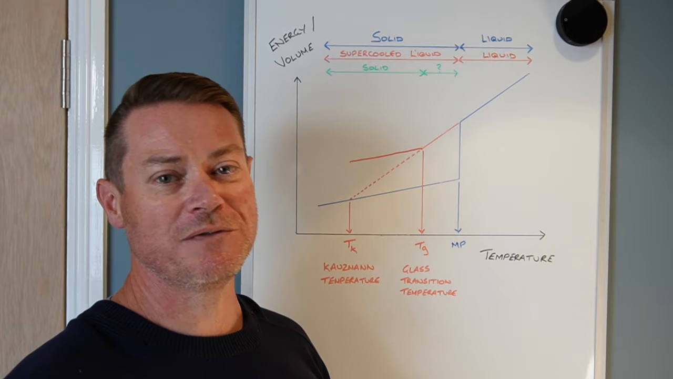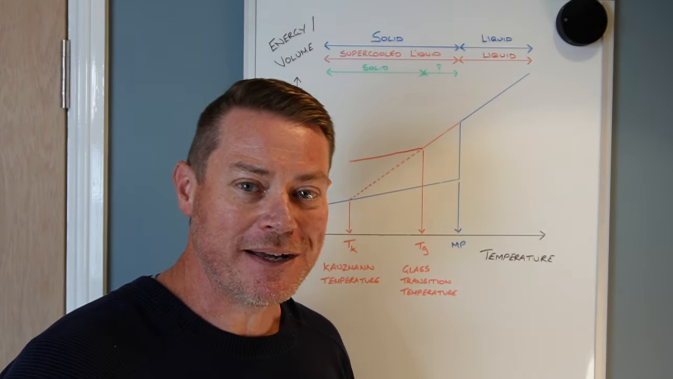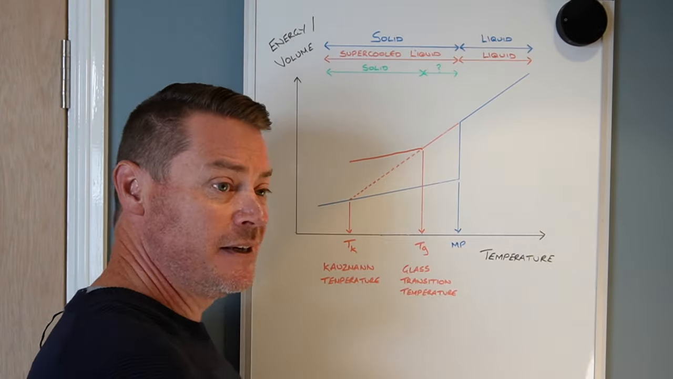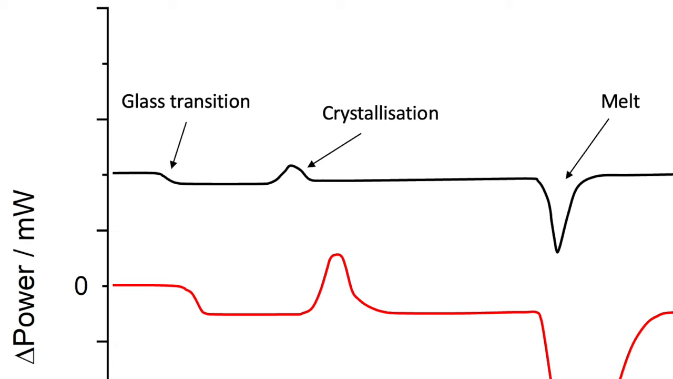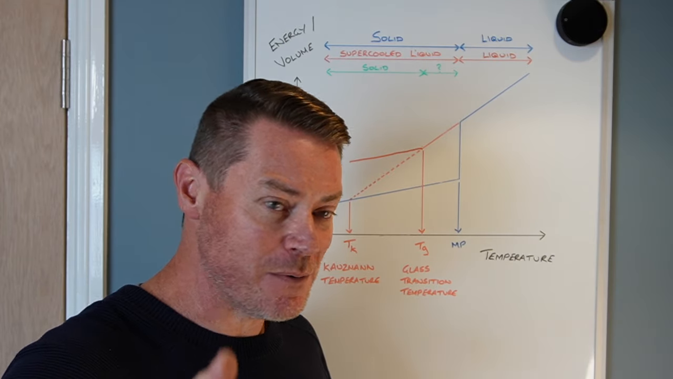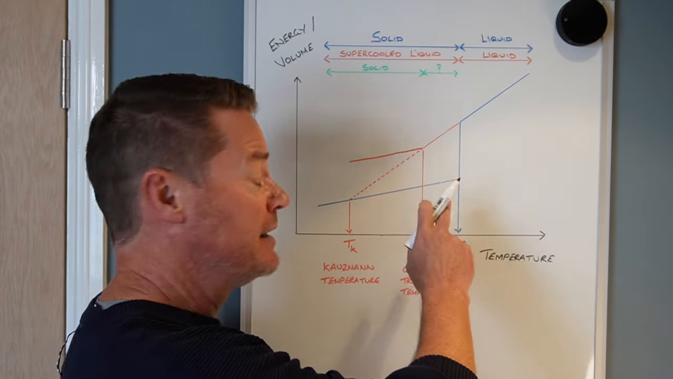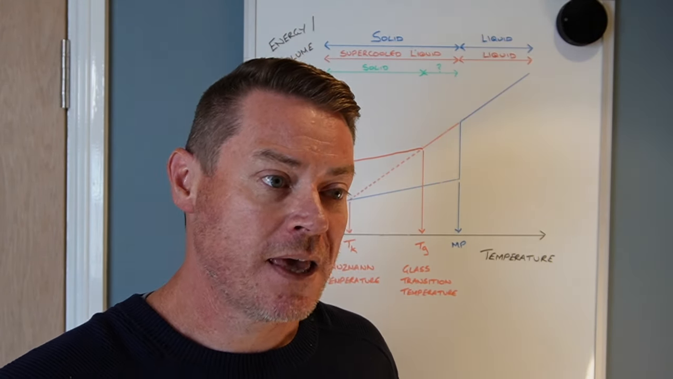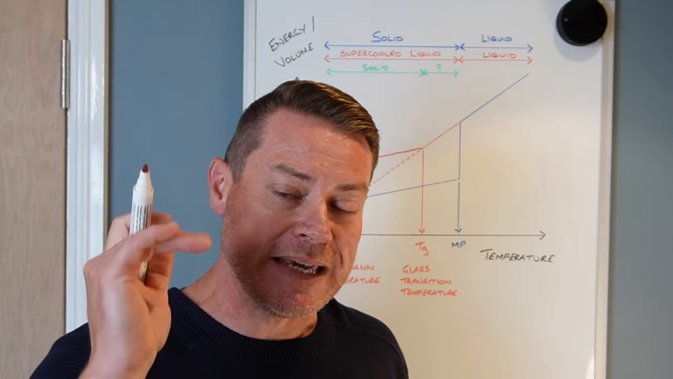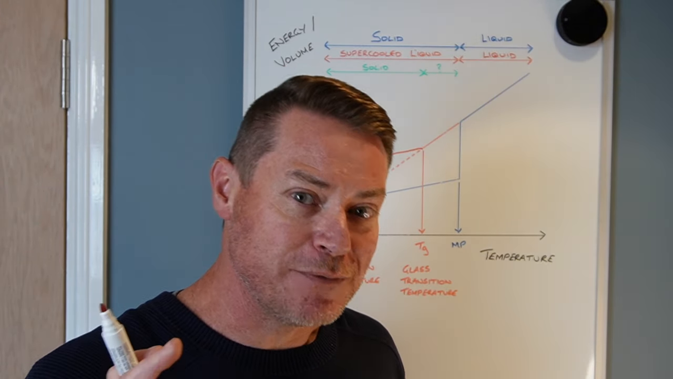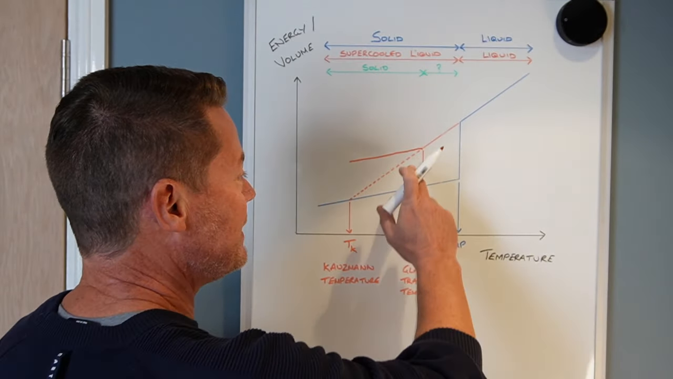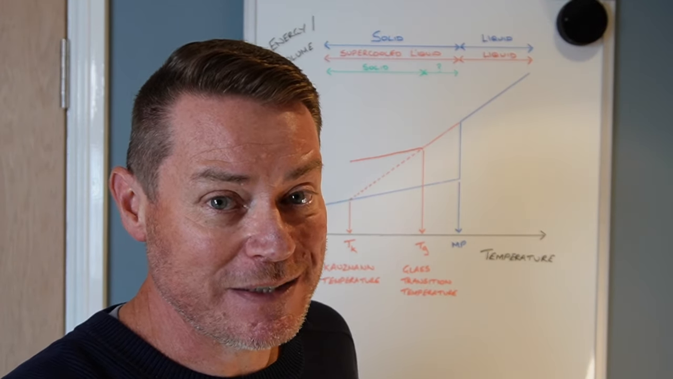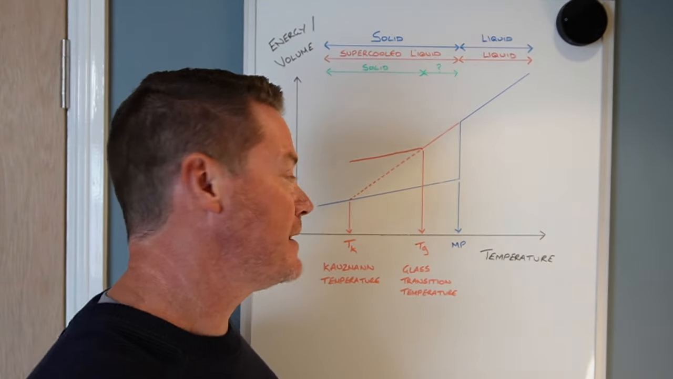Amorphous materials do a lot of things in a DSC which are quite difficult to understand. One, as they go through their glass transition temperature, there is a step change in the DSC baseline. If you remember what I said earlier on about the slopes of these lines, the slopes of these lines are related to the heat capacity of the material. And in a DSC, the position of the baseline on the y-axis is related to the heat capacity of the material. So I hope you can see that there's a change in heat capacity going through this transition. And that is what causes a change in baseline in a DSC. But I'm going to come back to that in a separate video.